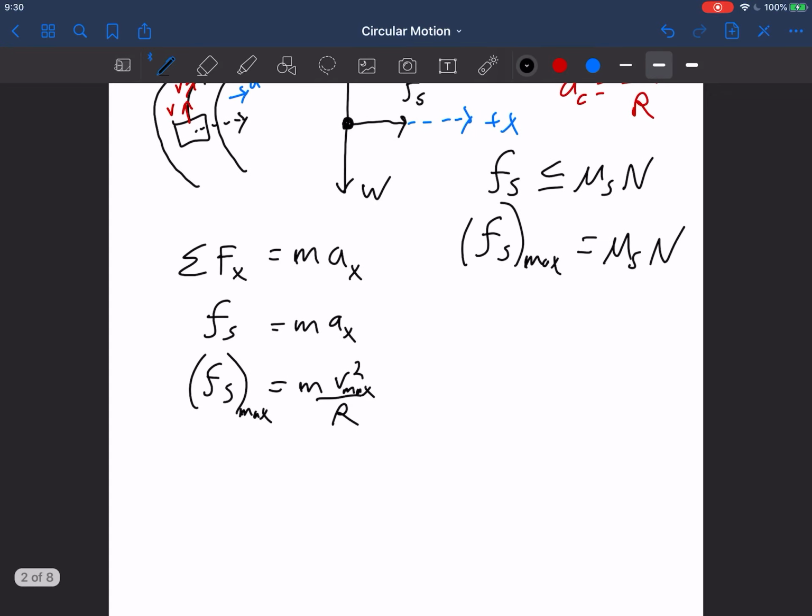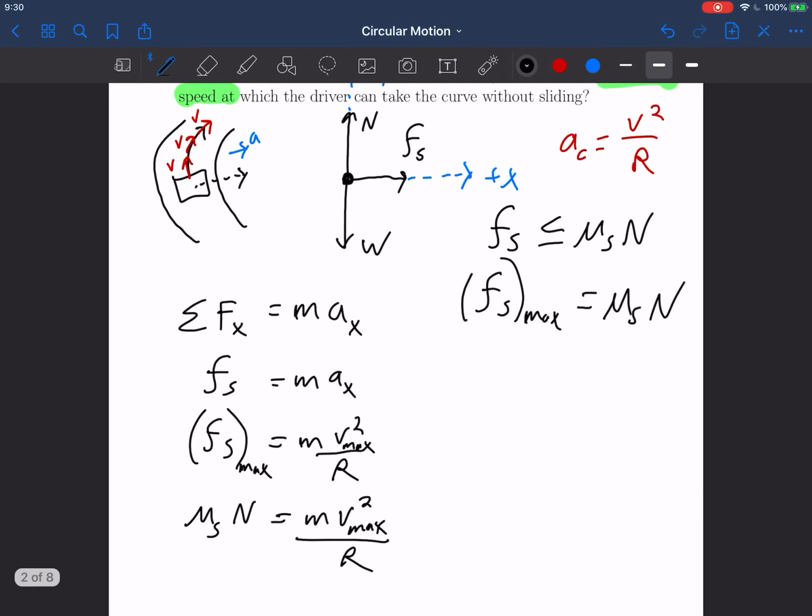Okay, so now that we know that, we can replace our F sub s with this equation for our force of static friction. This is mu sub s times N, and that's equal to m v squared max over r. So we can solve for the velocity here. The only thing is we don't know what the equation for our normal force is.